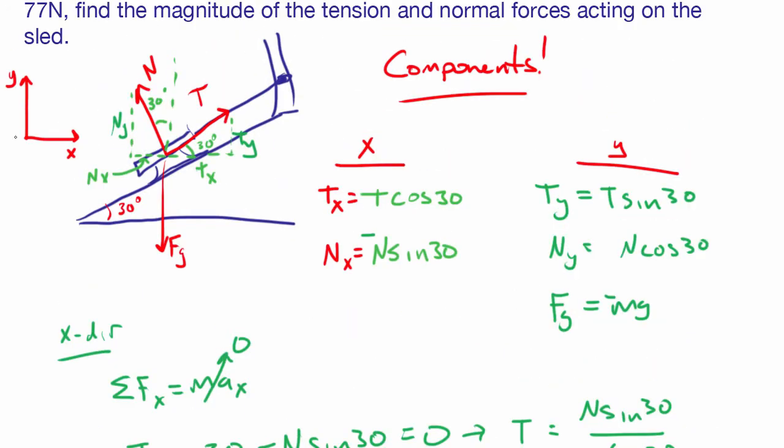So what I'm trying to say is I could make life easier for myself if I rotate my coordinate system. If I make my x and y axis instead of just normal horizontal and vertical, if I let x lie in the direction of tension and y lie in the direction of the normal force, life will be a bit easier.